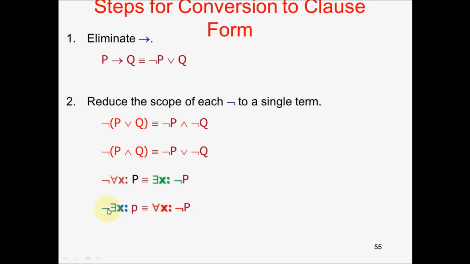Similarly, when a negation is applied to an existential quantifier and a term P, the existential will become a universal quantifier and P will become not P. And finally, in case of double negations, they will get cancelled and you will retain the original term P. So this is the second step of the conversion procedure. Now let us see some examples of this conversion procedure.